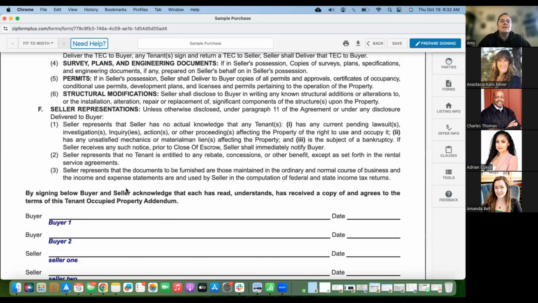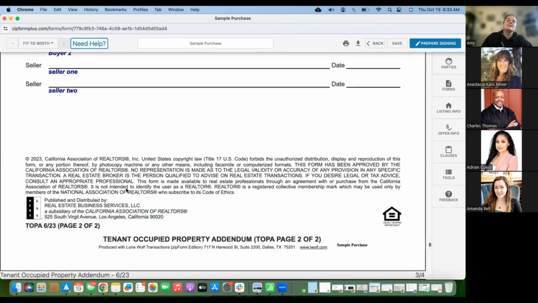Seller represents that no tenant is entitled to any rebate, concessions, or other benefit except as set forth in the rental or service agreements. And seller represents that the documents to be furnished are those maintained in the ordinary and normal course of business, and that the income and expense statements are used by seller in the computation of federal and state income tax returns. By signing below, buyer and seller acknowledge that each has read, understands, and received a copy of and agrees to the terms of this tenant occupied property addendum. And that's the end of that document.